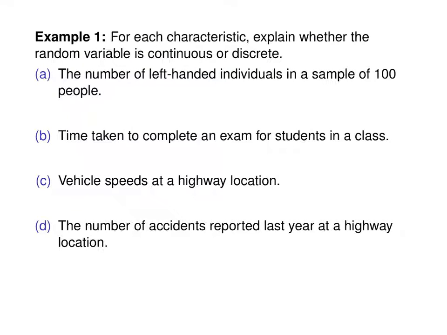Okay, so tell me whether these variables are continuous or discrete. The number of left-handed individuals in a sample of 100 people. Discrete. I'm not sure how we're going to count people who are ambidextrous, but we'll just ignore that for now. But you could make it 3 categories: left, right, ambidextrous, right? Time taken to complete an exam. Continuous.